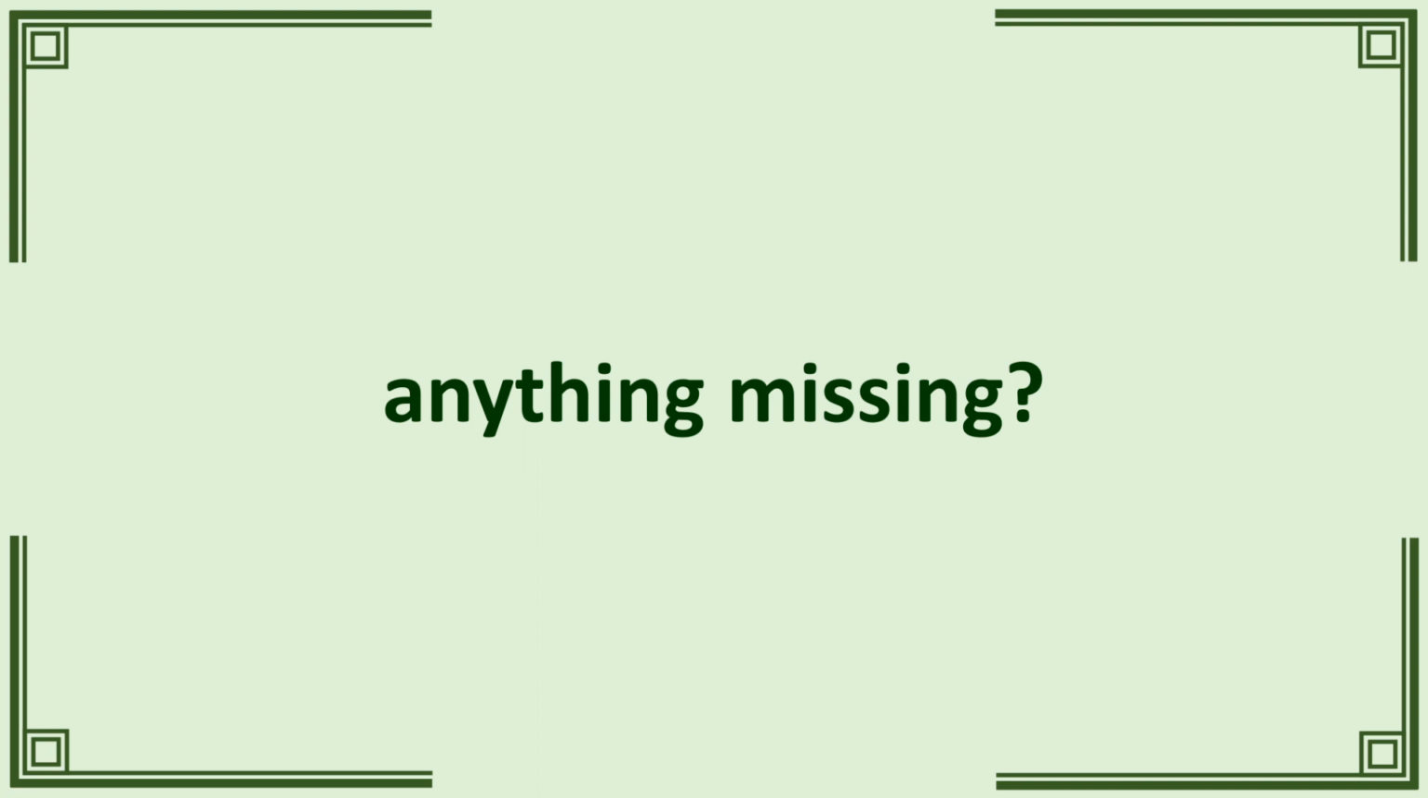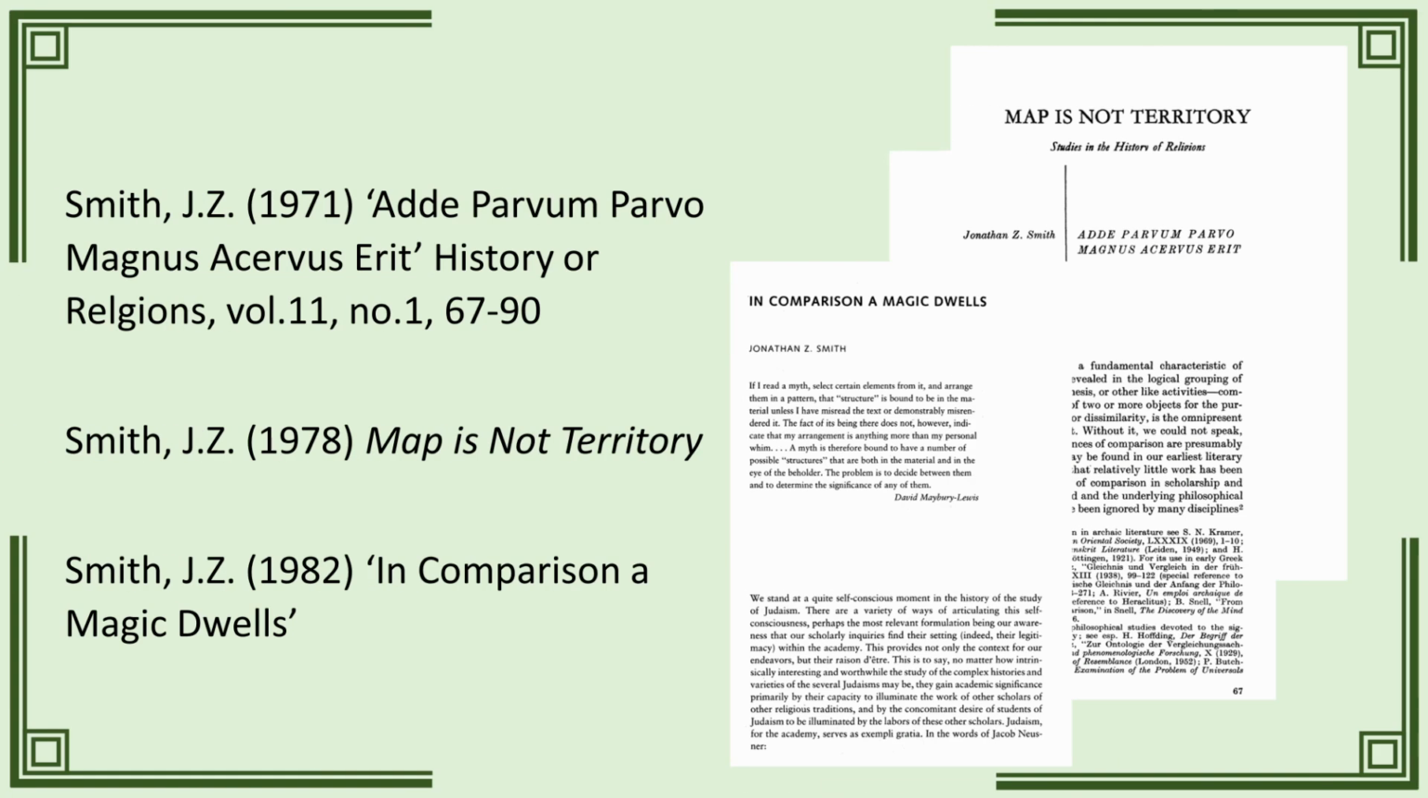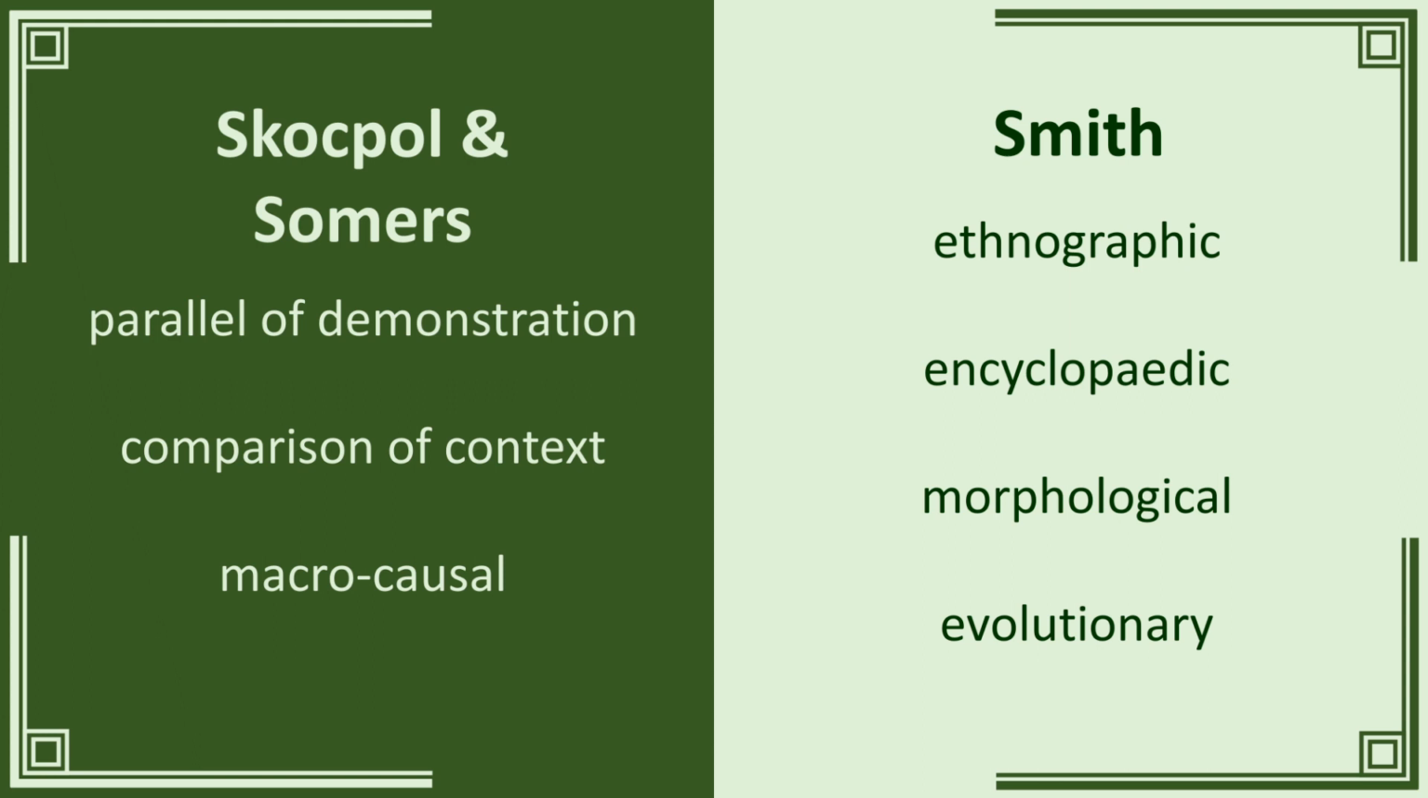Well, since I raised the spectre of Smith, I think it is a useful way to answer this. At about the same time, Smith, independently of them, is writing on exactly the same topic, raising the same problem, and also developing a taxonomy of comparison. Smith's is a fourfold scheme and consists of ethnographic, encyclopedic, morphological, and evolutionary. We don't need to worry about exactly what those mean. The important point is that they do not map onto Skocpol and Somers' divisions, suggesting that Skocpol and Somers' divisions are not a complete list.